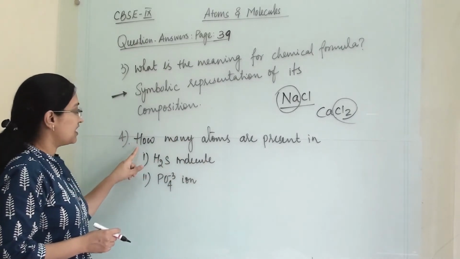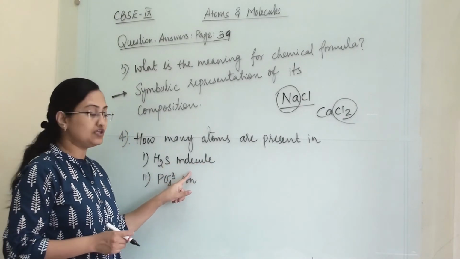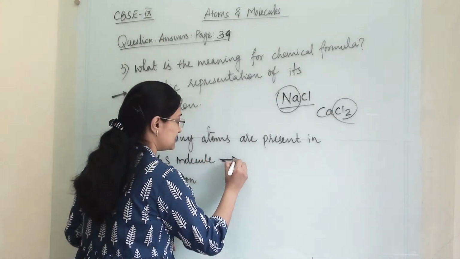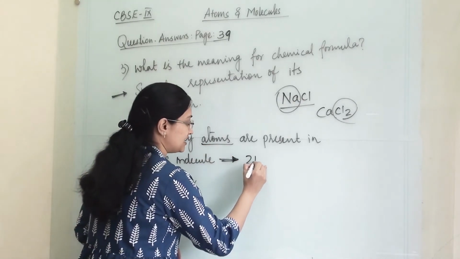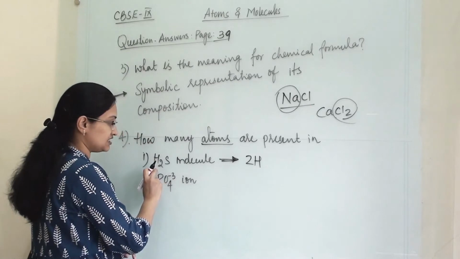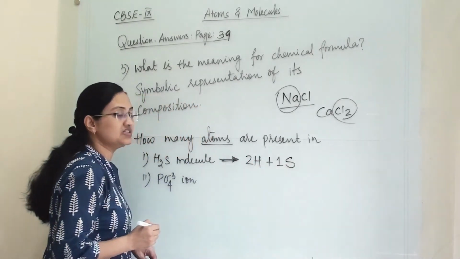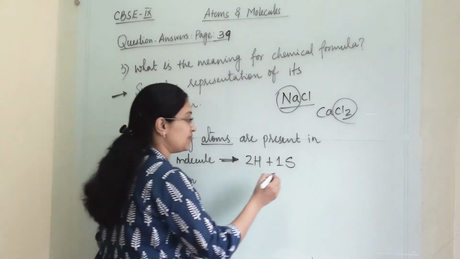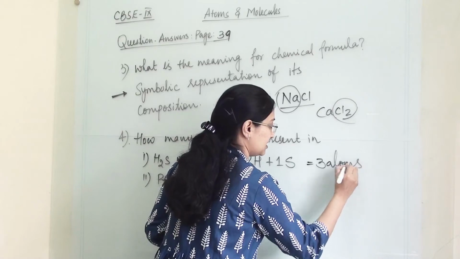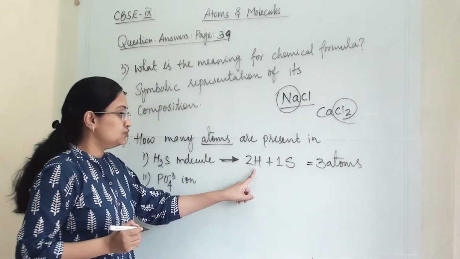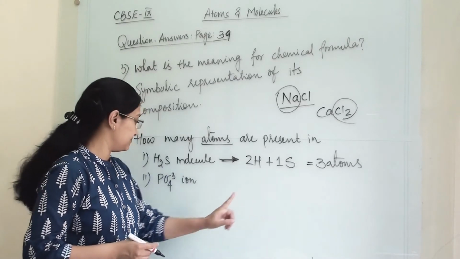Now fourth, how many atoms are present in an H2S molecule? 2 atoms of hydrogen are present in this, and 1 sulfur atom is present. So in total, 3 atoms are present in H2S: 2 atoms of hydrogen and 1 atom of sulfur.